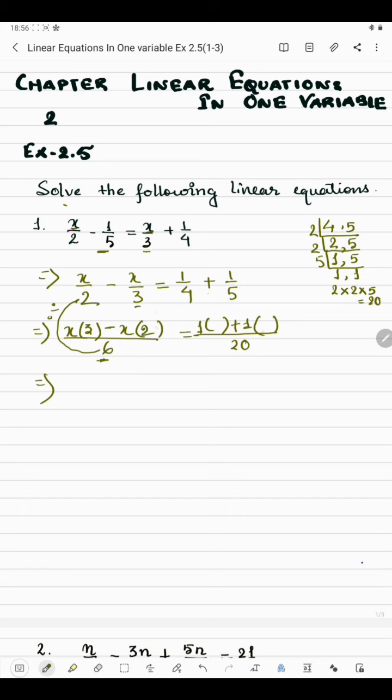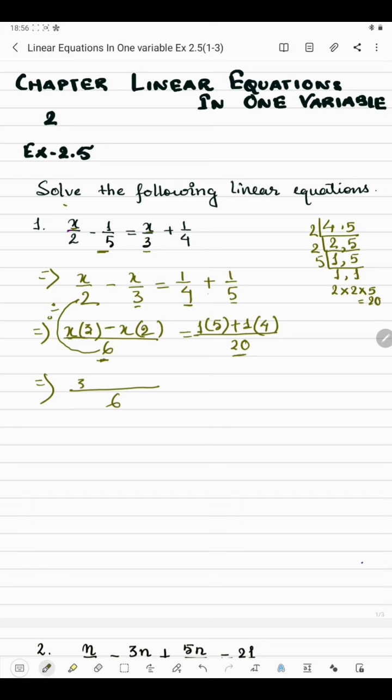Okay, now coming to the right hand side, again LCM will be divided by the denominator, so 20 divided by 4 is 5, which we will put in the bracket. Again coming to the next fraction, 20 divided by 5 is 4, and that 4 we will put within the bracket. Okay, now in the next step, what we have to do, we'll have to just multiply these two.